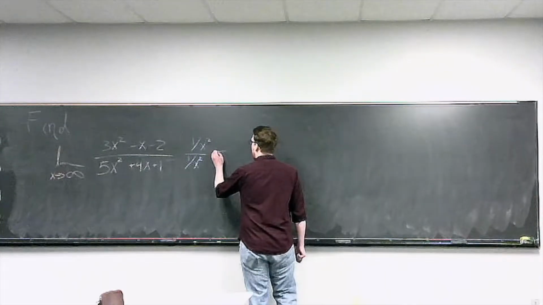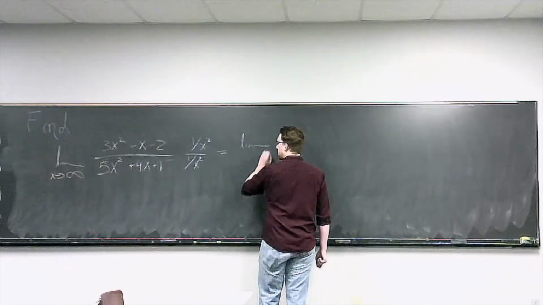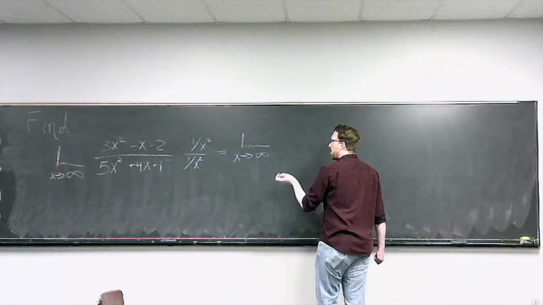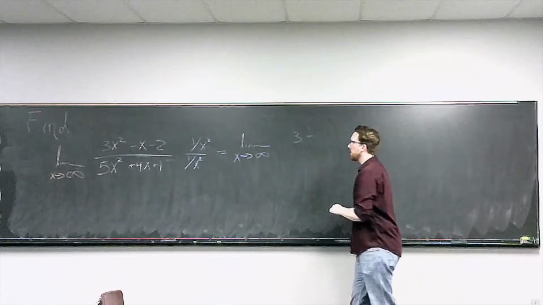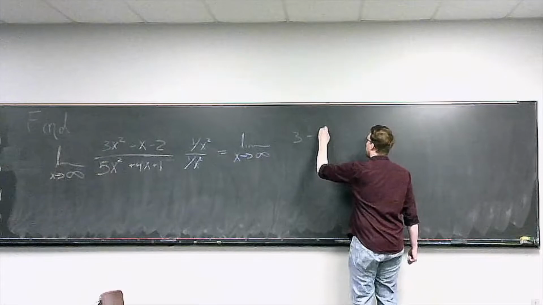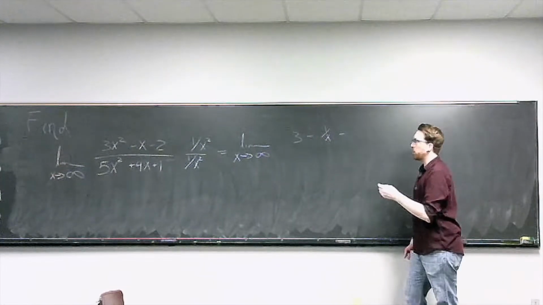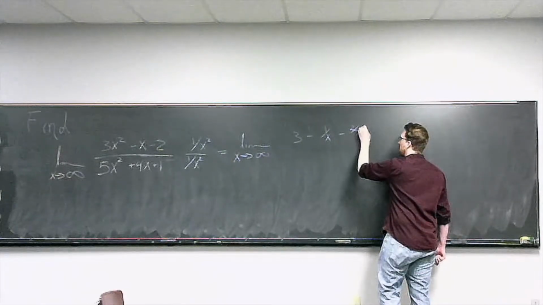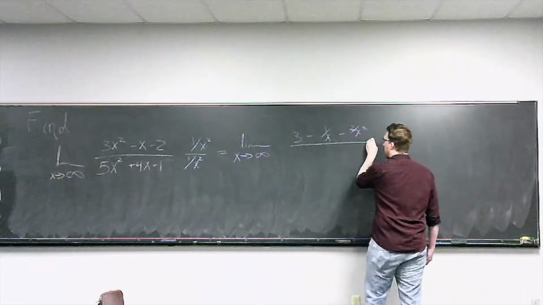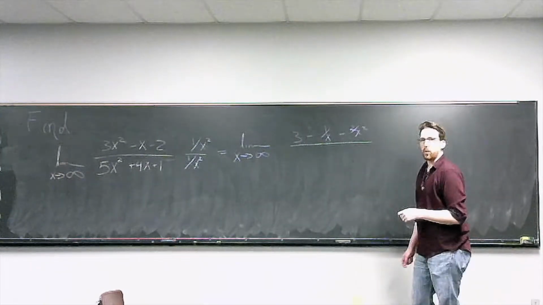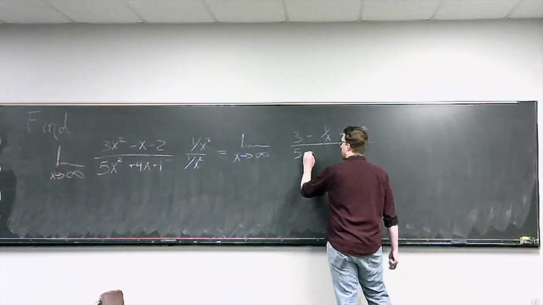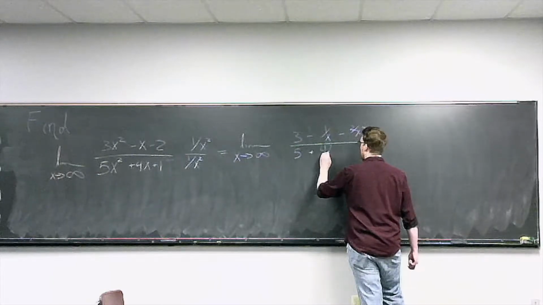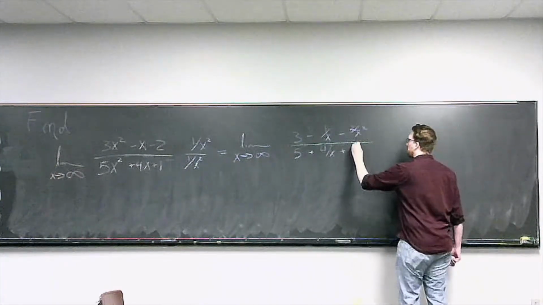Let's check that out. If we do that, that's going to give us the limit as x approaches infinity of, well, 3x squared divided by x squared, that's just 3, minus x divided by x squared is just 1 over x, minus 2 divided by x squared is just 2 over x squared, all divided by 5x squared divided by x squared, well that's just 5, plus 4x divided by x squared, well that's just 4 over x, and 1 divided by x squared is just 1 over x squared.